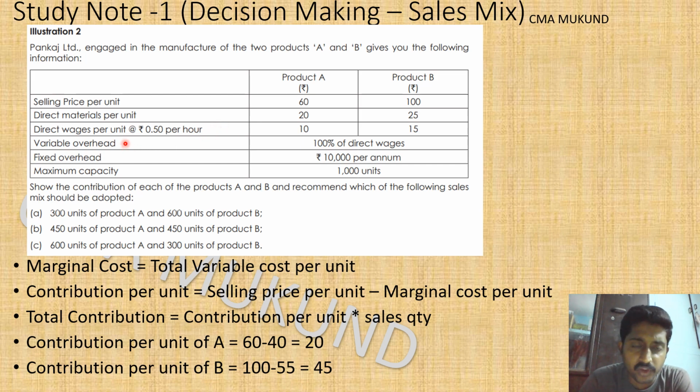Next is the variable overhead. So the overhead which varies with the quantity of the product. Anything that varies with the number of units produced is called variable. So here the overhead is classified as variable overhead, which is 100% of the direct wages.